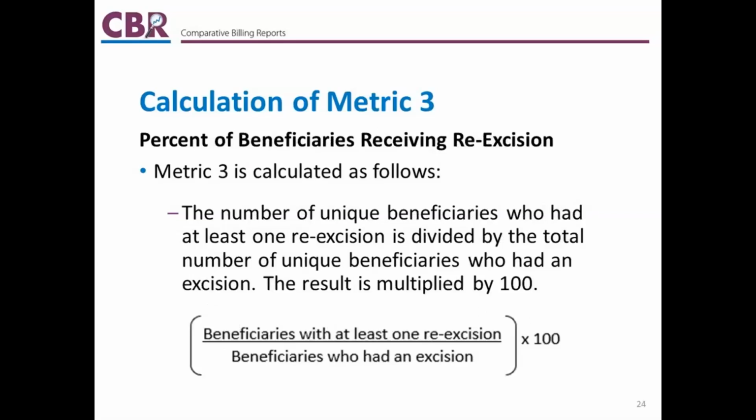Finally, we arrive at metric 3, the percent of beneficiaries receiving re-excision. This metric was calculated by dividing the number of unique beneficiaries who had at least one re-excision by the total number of unique beneficiaries who had an excision. Let's see the sample figures on the CBR for metric 3.